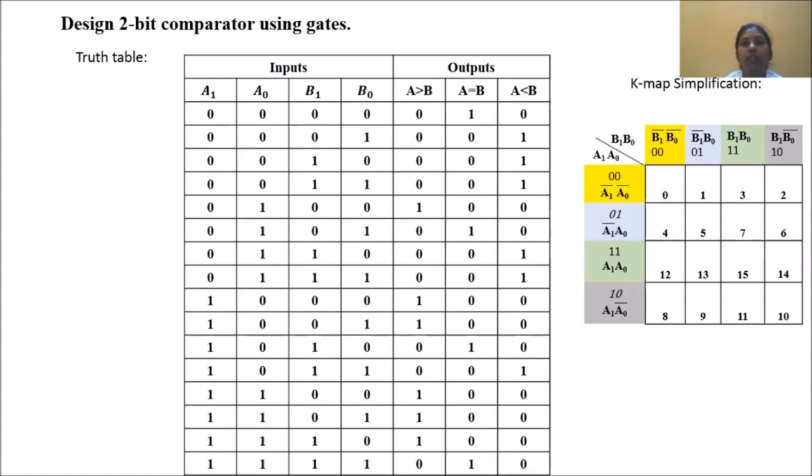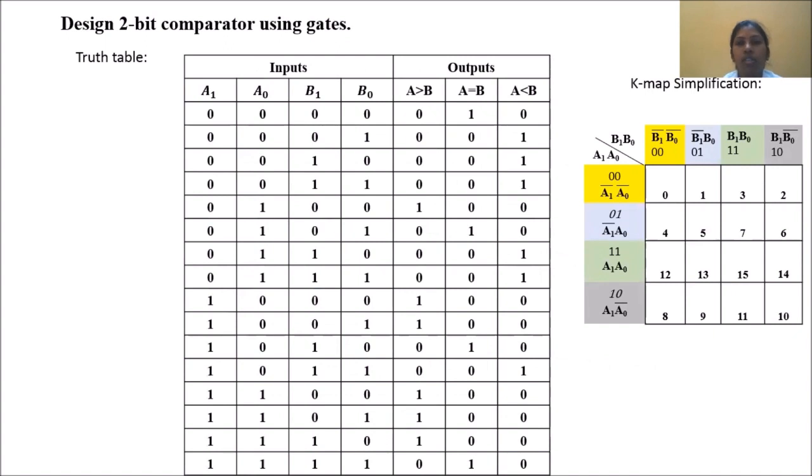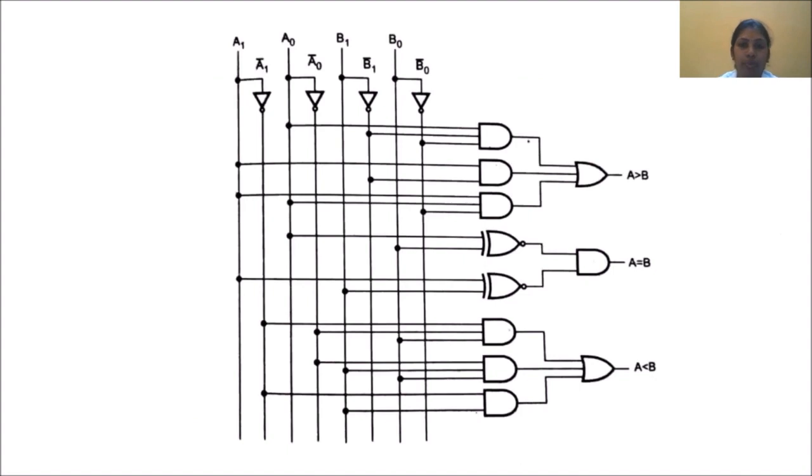So next we have 3 outputs. So we need to draw the K-map for 3 different outputs. So using 4 variable K-map, we need to draw the outputs of K-map, and we need to do the grouping. So as per the grouping, we will arrive at some simplified expression. So using those expressions, we can draw the logic diagram of a 2-bit magnitude comparator. Thank you.